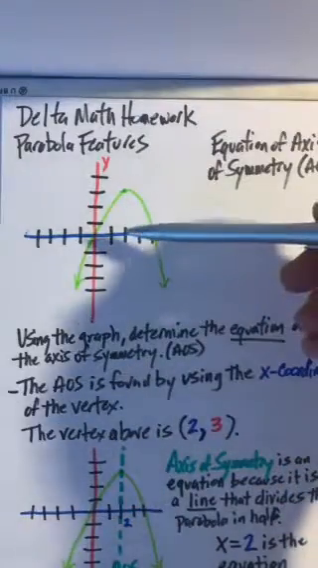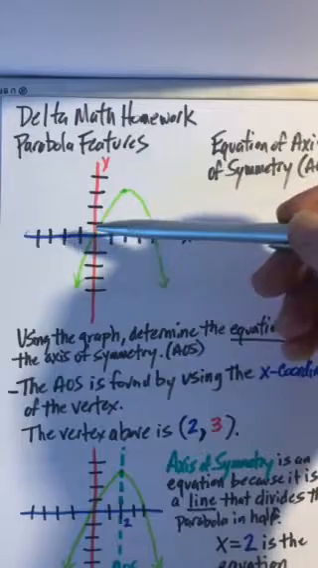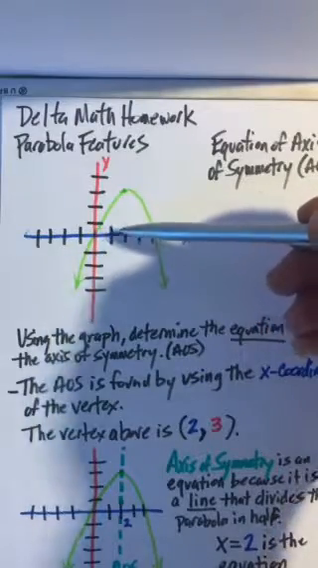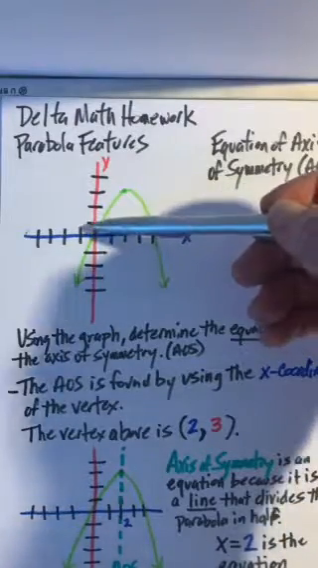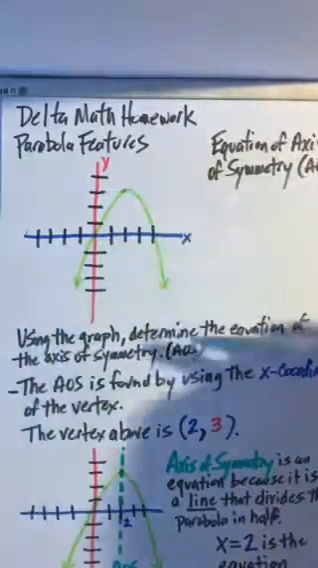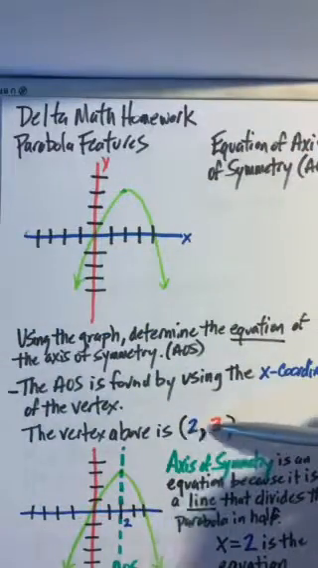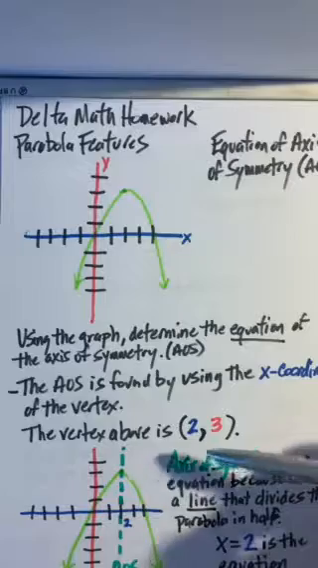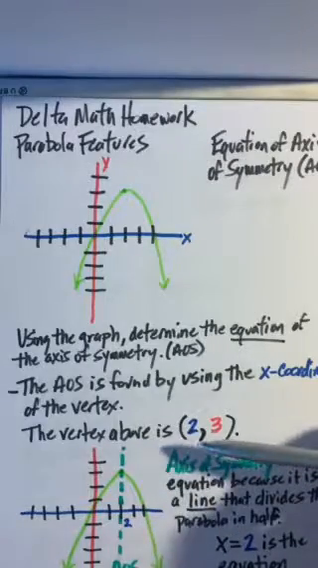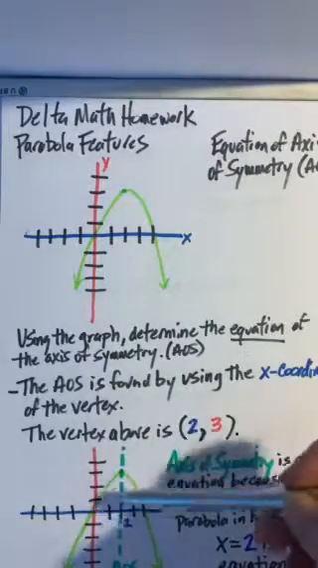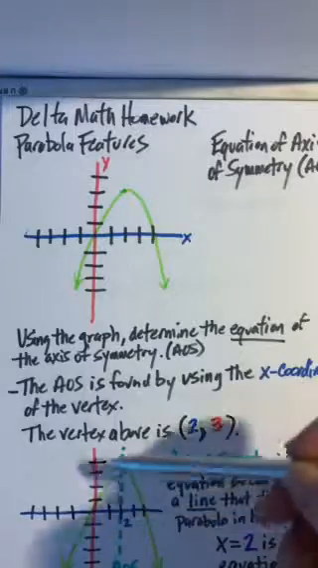Okay, so let's find our vertex point. First we look at our x, count 1, 2. Then we look at our y, 1, 2, 3. So our vertex is 2, 3. Now, the axis of symmetry is going to be the x-coordinate. It's going to be a line on the x-coordinate.